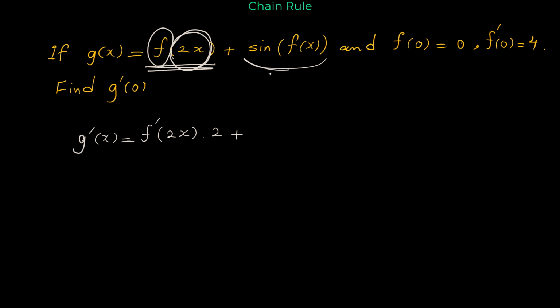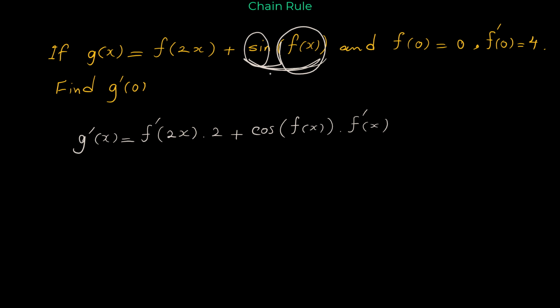Plus, now look at here. The sine is outside, f of x is the inside. Derivative of the outside function or derivative of sine function is cosine. So we have cosine of f of x times by derivative of inside. Derivative of f of x is f prime of x. Now we have to substitute 0 for finding g prime of 0. G prime of 0 would be, if we plug in 0 here for x, 2 times 0 is 0. So we have f prime of 0.